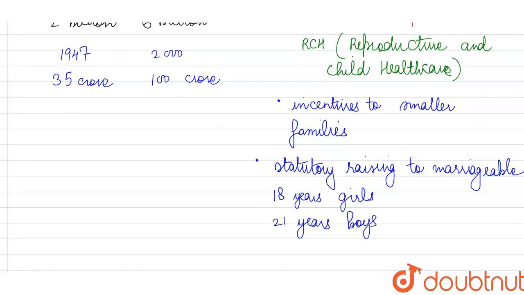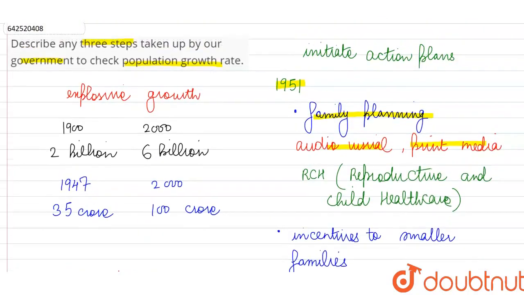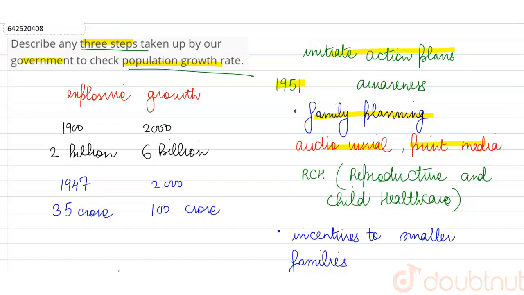So all of these steps have been taken by the government to check the growth of population, because the main reasons for explosive growth of population are a larger number of people in the population in the reproducible age group, and also the better medical facilities. So raising the marriageable age, providing incentives to smaller families, and initiating government programs to spread awareness about such topics are few of the steps taken by the government to check the population growth rate.